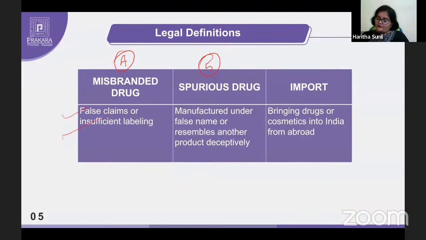And then we have spurious drug. It is manufactured under a false name or resembles another product deceptively. It is called a spurious drug. That means it is manufactured under a false name, or else it imitates or resembles another drug, deceiving, that means you are cheating.